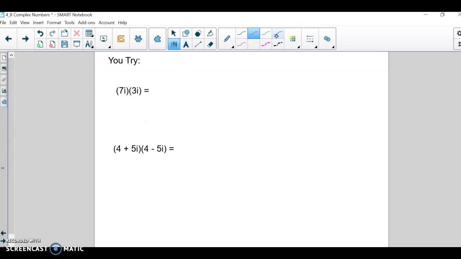All right, so here we go. So multiply 7i and 3i, that's going to be 21i squared. And then again, anytime you have i squared, that's negative 1. So this is like 21 times negative 1. Negative 21 is our final answer.